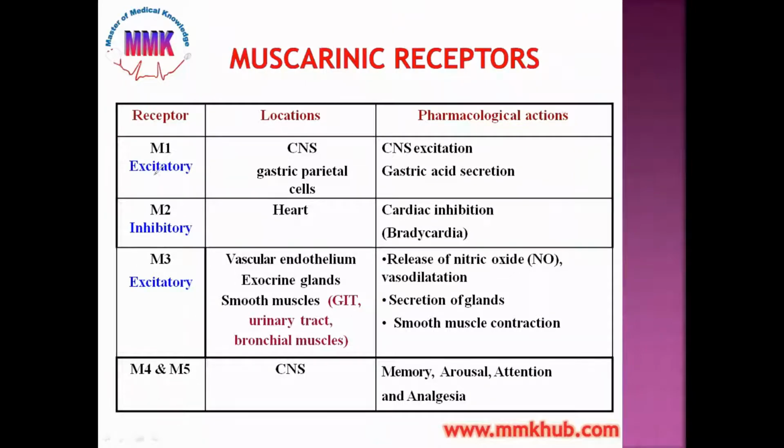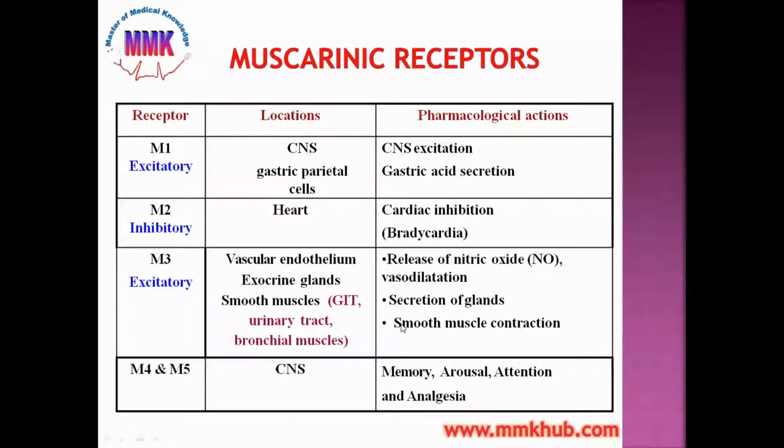Now, first of all, we're going to talk about M1, M3, and M5, the excitatory ones. M1 is basically located in the CNS, and in the CNS, obviously, if it's excitatory, its action will be CNS excitation. And in gastric parietal cells, it will do gastric acid secretion. And then M3, which is also excitatory, on vascular endothelium will release nitric oxide and lead to vasodilation. And in exocrine glands, it's obviously going to lead to secretion of the glands.